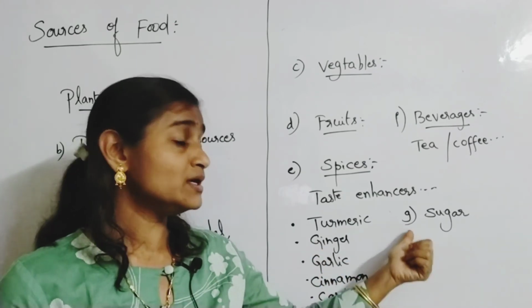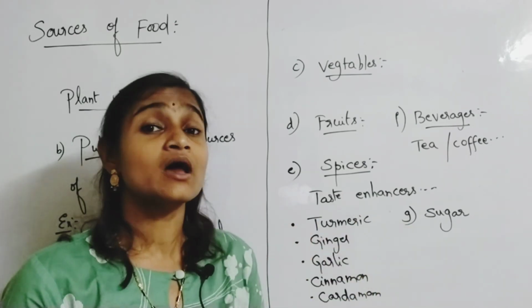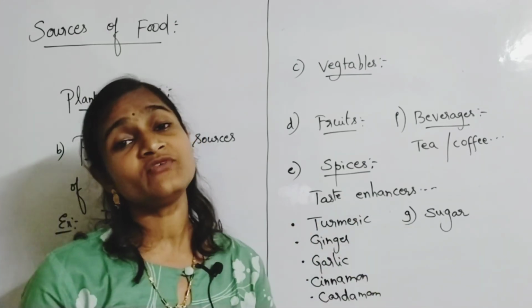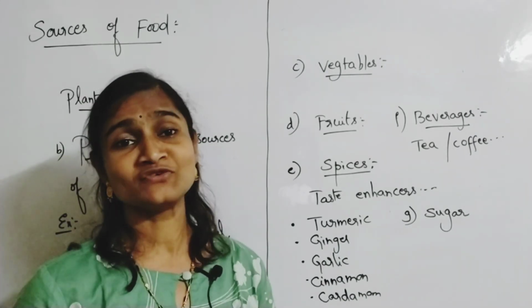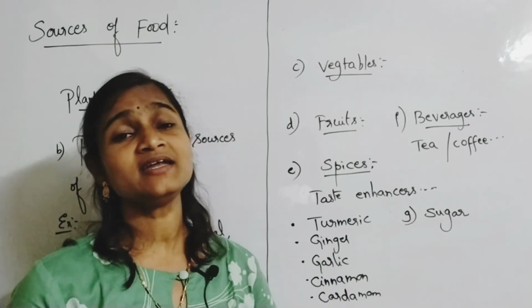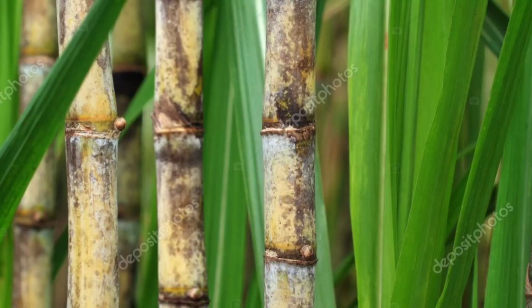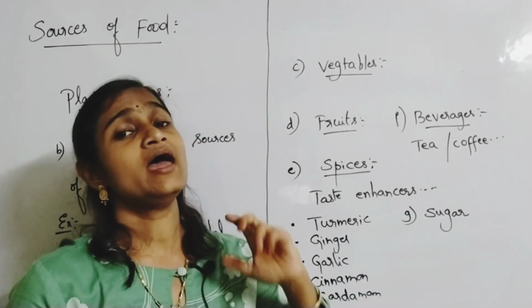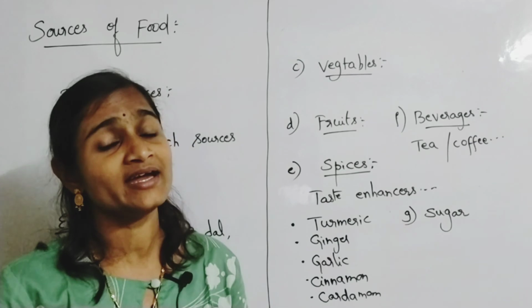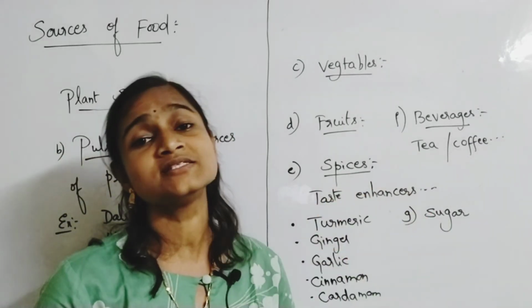It is also a rich source of carbohydrates. Sugars are obtained from sugar cane. Do you know sugar cane? Most of us don't know. You can see that in the picture, and also sugar beet. The juice has to be extracted from sugar cane, processed, crystallized and dried. Then you will be getting crystallized sugar.